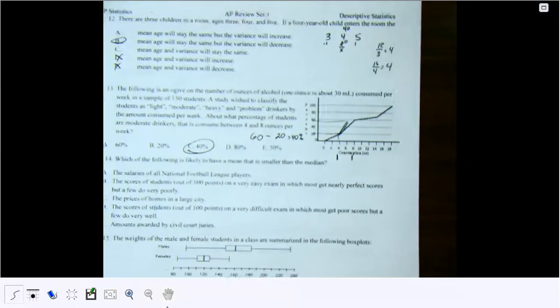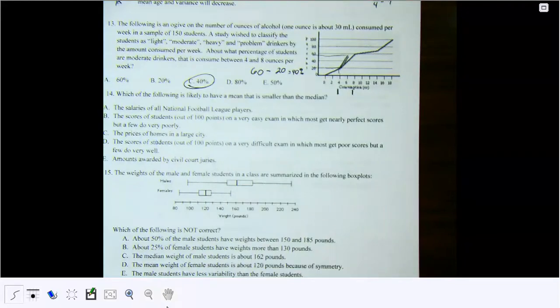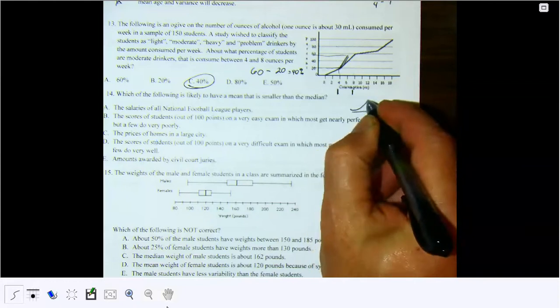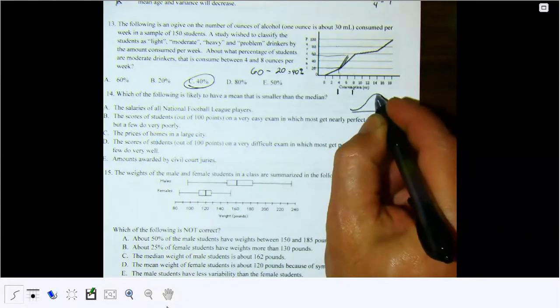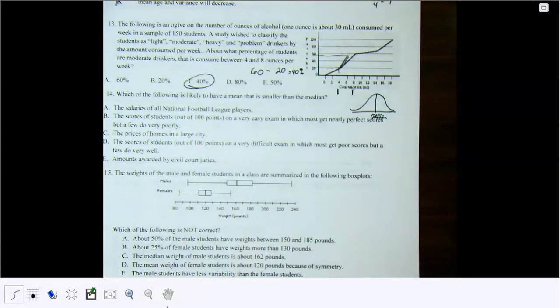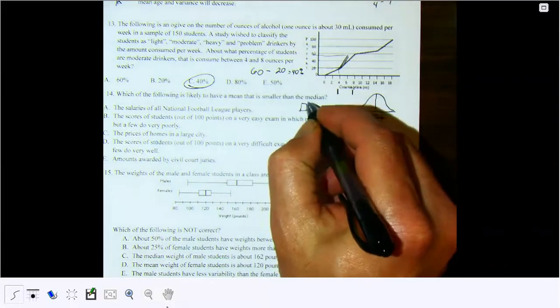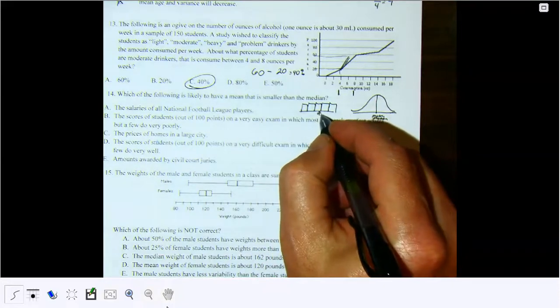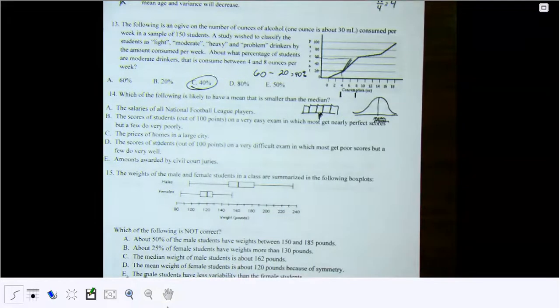Which of the following is likely to have a mean that is smaller than the median? Okay, so remember, when we have a distribution of data, if my data is lovely and perfectly normal, then my mean and my median will be directly on each other. But it doesn't necessarily have to be normal for that to happen. If we have a uniform distribution, my mean and my median will also be in the middle, on top of each other. That's not what we're asking for here.